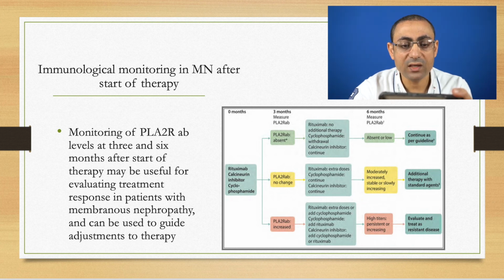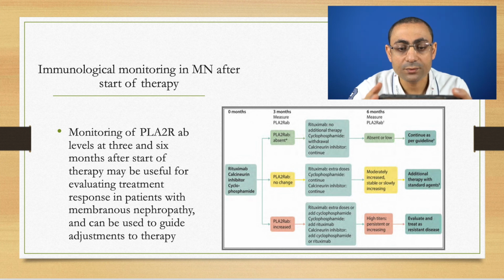But for a patient with a stable antibody level, no change at 3 months, if they received rituximab, they will need an extra dose. For a patient receiving cyclophosphamide, we will continue on cyclophosphamide, and for a patient receiving CNI, we will continue. And we will check again the antibody level after 6 months. If it's moderately increased or slowly increasing, additional or combined therapy is needed.